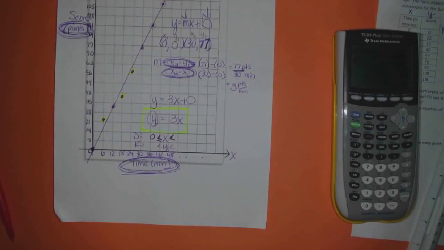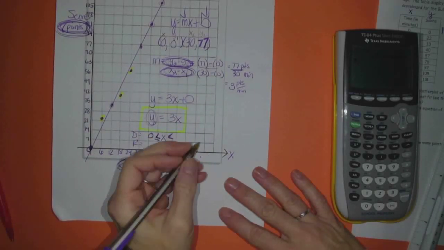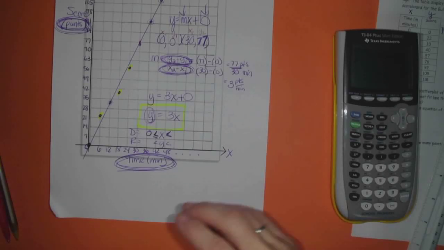How long does a regulation NBA game last? I mean, Dominique went up to 48. Boy, oh boy, I'd almost have to Google this. Let me grab my phone quick.